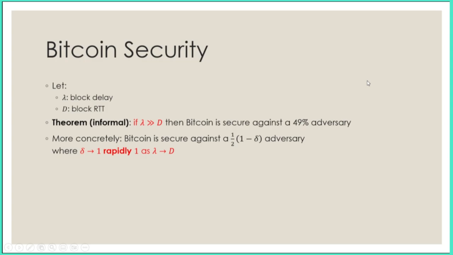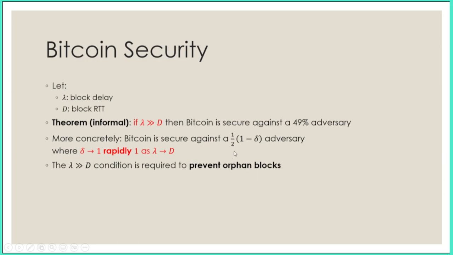I can make it a bit more concrete. I'm saying that Bitcoin is secure against an almost half adversary. It's half times 1 minus delta. But the thing is that delta goes to 1, meaning that the security goes to 0 very, very fast if lambda goes to D. If we try to take the block delay and make it shorter and shorter, and it becomes more and more similar to the round trip time, then the security deteriorates very fast. So you don't have to be even very close. If you try to do Bitcoin on 30 seconds, then you're going to see problems. And the thing is that this condition, lambda much larger than D.